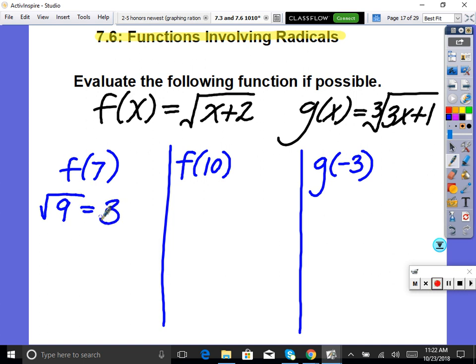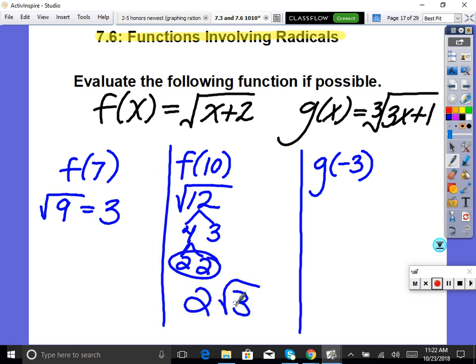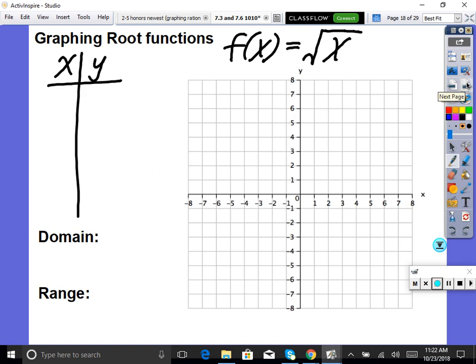Okay, f of 10, that would be the square root of 12, which would break down into 4 times 3, 2 times 2, so wouldn't that become 2 root 3? And so on. We get the picture here, right? We know how to plug things into functions. We know how to simplify radicals, so we know how to do these type of problems. Okay, graphing root functions.